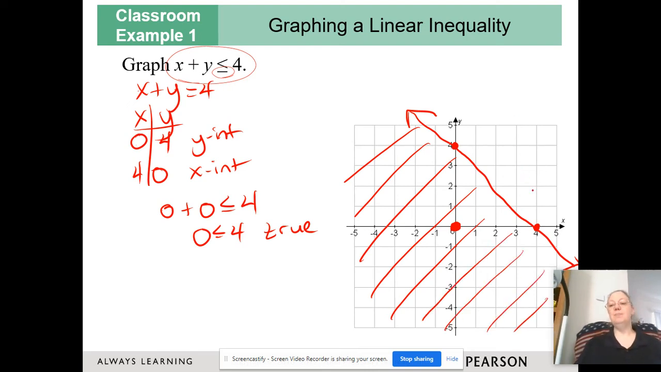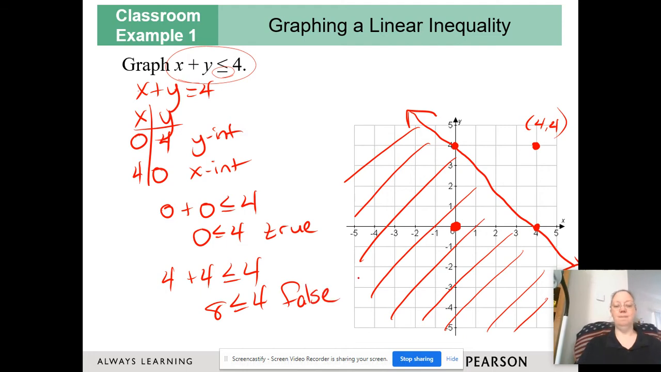Now, you do not have to double check this, but if you wanted to make sure that this side we don't shade, we could use any point over here. I'm just going to pick 4, 4. Plug it in, 4 plus 4. And you can see that this point does not satisfy the original inequality. So notice I'm shading on the other side of the boundary line from a point that does not satisfy the inequality.